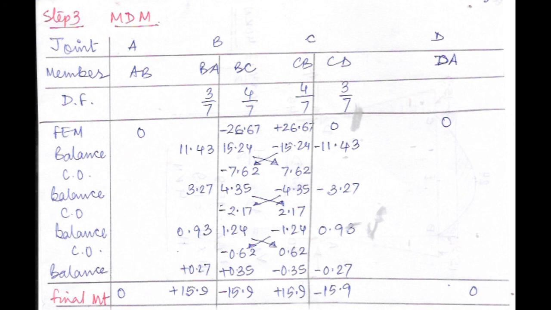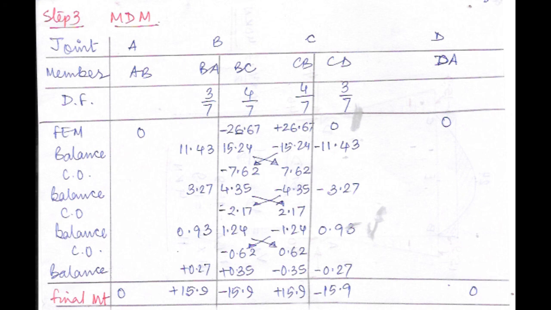Now as I have explained in the earlier problem, first you do the balance and carryover. So minus 26.67 you have to balance between BA and BC in what ratio? 3 by 7 and 4 by 7 ratio. So minus 26.67 multiplied by 3 by 7 is minus 11.43, but as you are balancing the FEM between the two members, it has to be positive. So a negative FEM has to be balanced by a positive one. Similarly, a positive FEM has to be balanced by a negative one, with the ratio of their distribution factors.